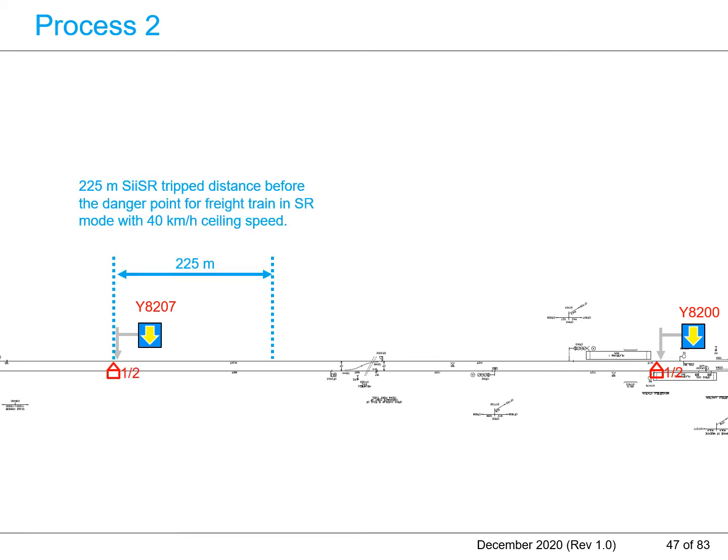The EOA balise group location, relative to the Y8207 RSP, that is determined by the block section length, can provide 225 meters SIISR trip distance before the danger point, which is the crossover. Hence, no further adjustment is required for the RSP location.